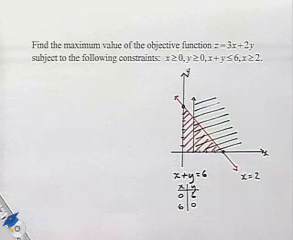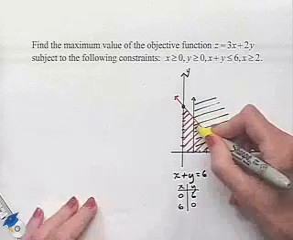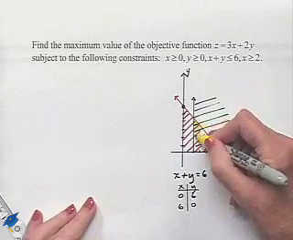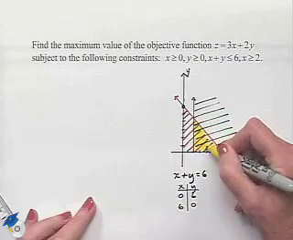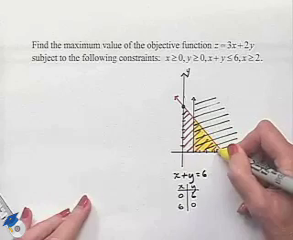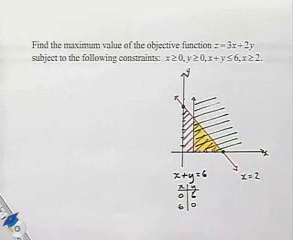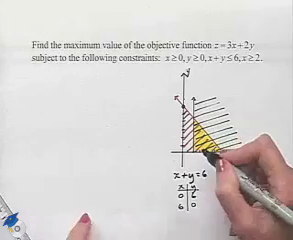Now we're going to identify the section where we have an overlap, and that's going to be within the triangle that I have drawn in yellow. To proceed with the problem, what we're now going to do is to identify the vertices of this triangle.